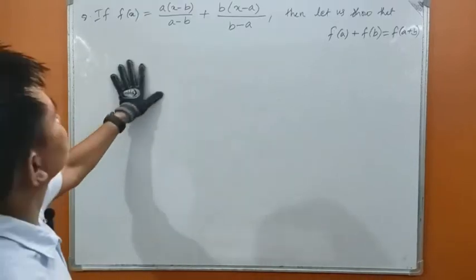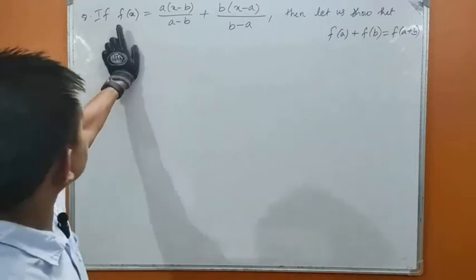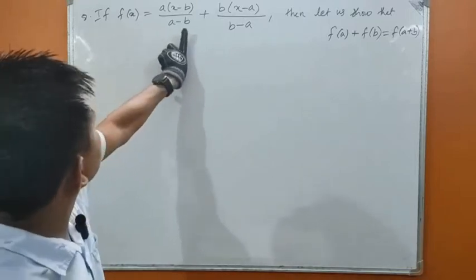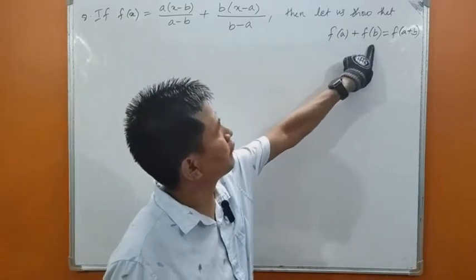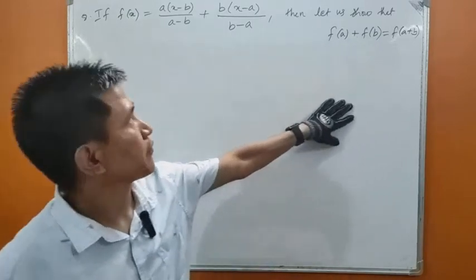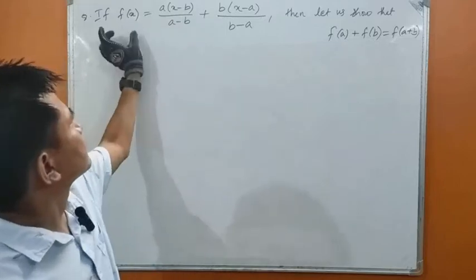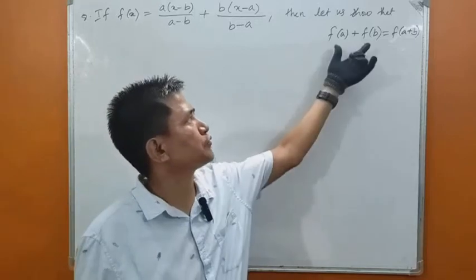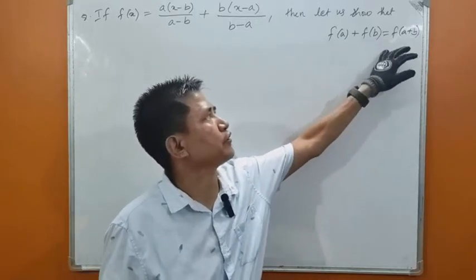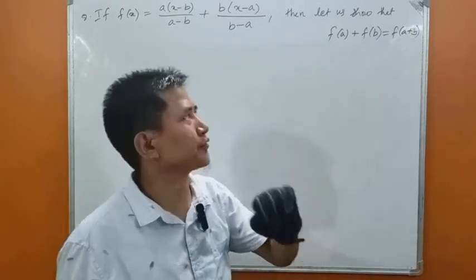Okay, now let's go for question number 8. If f(x) equals this, then let us show that f(a) plus f(b) equals f(a plus b). We are given the value of f(x), this. Now we are asked to prove this relation, f(a) plus f(b) equals f(a plus b). Okay, this is very simple.